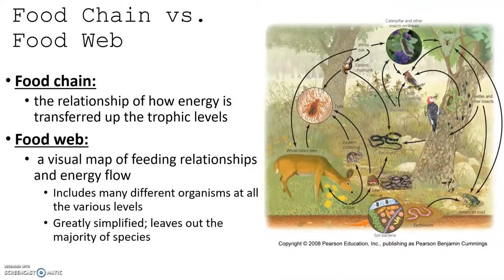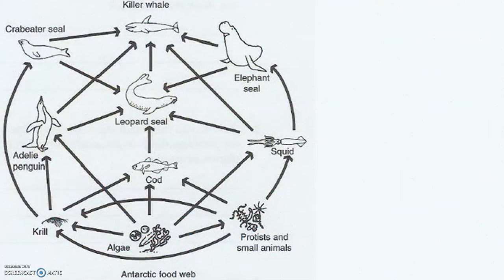If we take a look at a food web, it's a visual map of feeding relationships and energy flow. So it includes many different organisms at all the various levels, but it's greatly simplified. It leaves out the majority of species. Again, notice the arrows always point toward where the energy is flowing into. That's important.